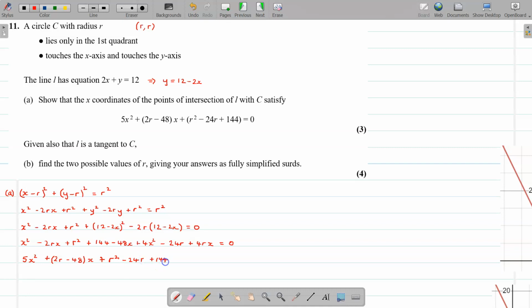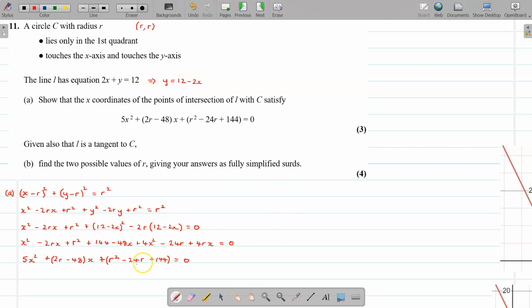And just to keep it like the example up here, I'm just going to put some brackets around that part as well. Okay, so step by step I've shown that this equation here is true. Okay, 3 marks. Given also that L is tangent to C, find the 2 possible values of R, giving your answers as fully simplified surds. Now, this is a little bit more difficult to understand because when you visualize this, you think of this line here as passing with the circle to the left of it.